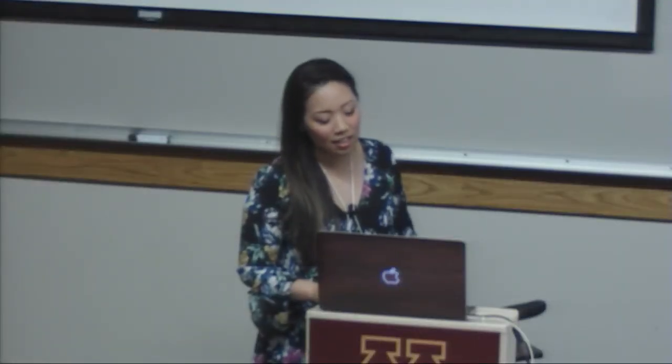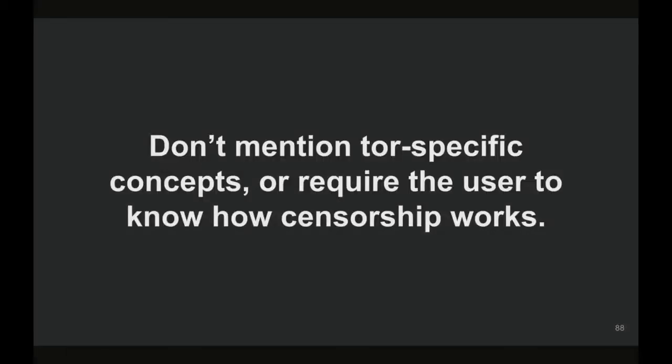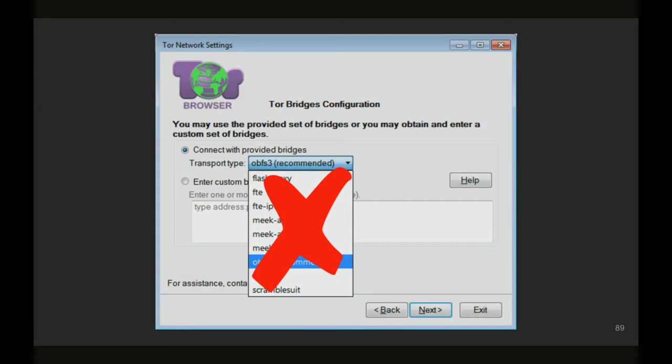The second thing that the interface should do is to not mention Tor-specific concepts or require the user to know how censorship works. So these things are pretty bad. No one knew what they meant. Something else that I would suggest is to ask the users about what they do know about. They're the best at knowing things like what country they're in, are they using it for anonymity or censorship circumvention, and what's the level of risk that they're willing to take. Are they okay with us automating the process for them? Because we could do that maybe.